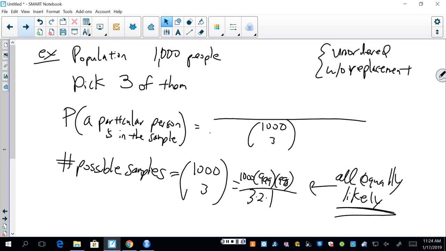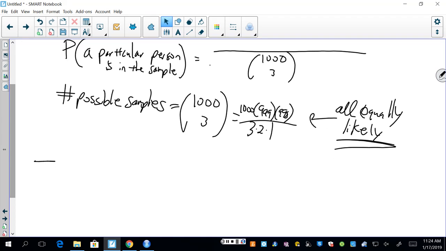Would it just be like how we had been setting it up before with the 3 spaces, like 1 and then 999 and then times 998? Yeah, it's related to that, right? So that's a good way to think about it. We have our 3 spaces, right? And here's the person's initials, AA. That's it. That person's in the sample. Now you need to pick, you gotta complete the sample. Right? So how many ways can you fill in that?